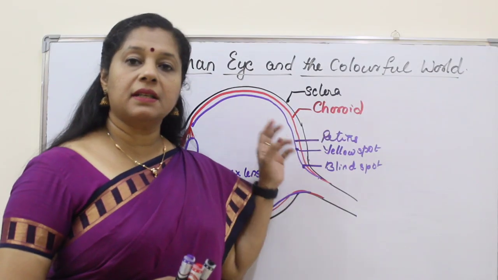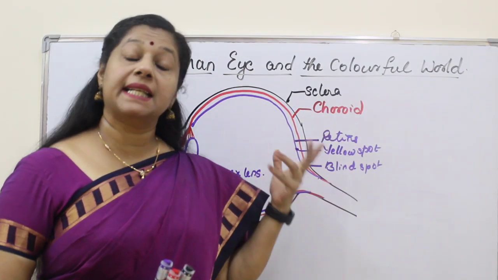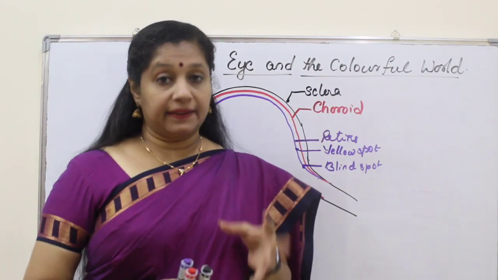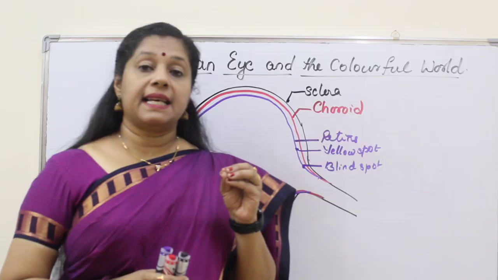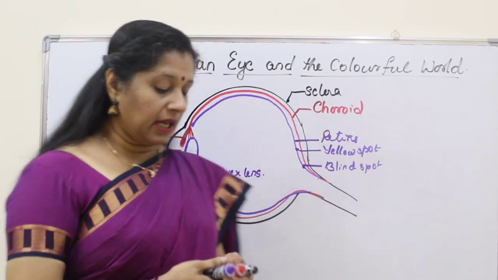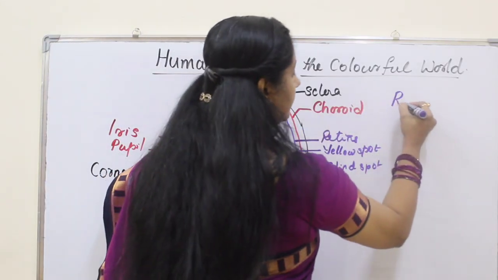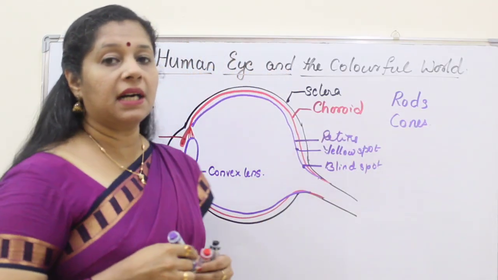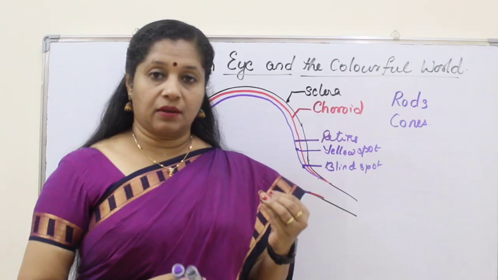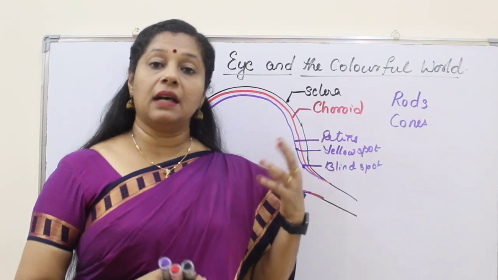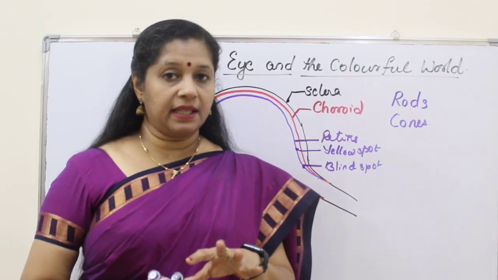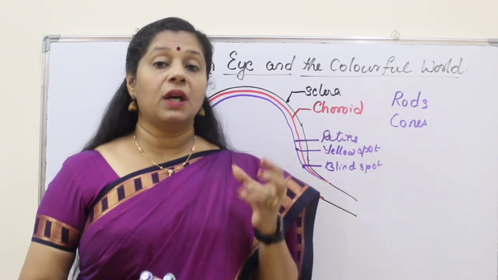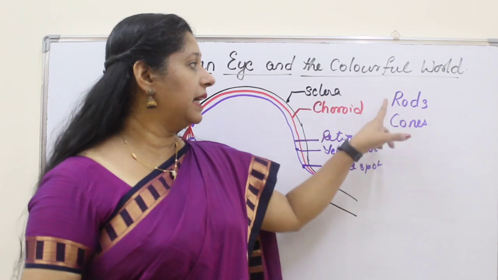What makes the difference between the yellow spot and blind spot? One place we can see clearly, the other place we cannot. That is because of certain photosensitive cells. Photo means light, the cells which are sensitive to light. We have two types of photosensitive cells in our eyes, rods and cones. Rods help us to see in dim light, whereas cones help us to see in bright light. In dim light, can you see the colors? No, everything will have a grayish appearance. But in bright light, we can see the colors. So colored vision is possible with the help of cones.